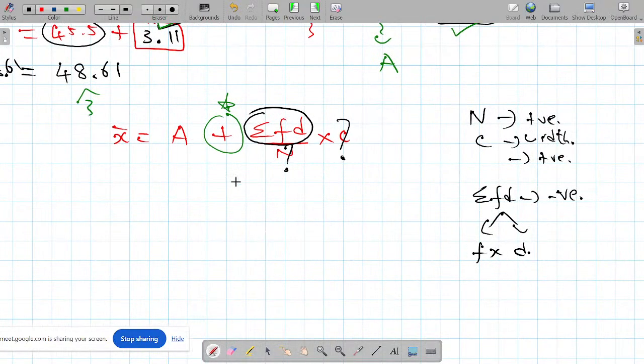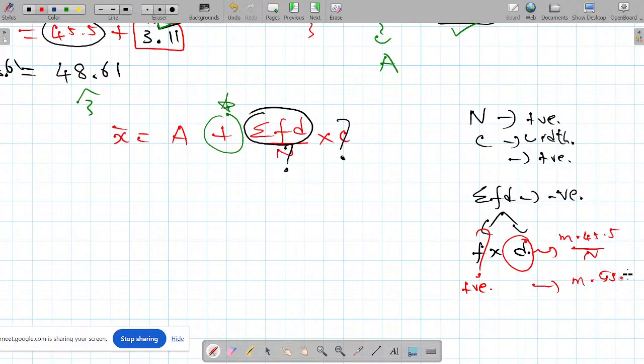Now tell me, is F going to be a negative value? F is a frequency. It can never be negative. So it's going to be a positive value. So which will be the negative value? Deviation. So what is deviation? M minus either 45.5 divided by N or 55.5 divided by N. Depends on whatever you take, you get the right answer. Now tell me, what's the nature of D here? It can be negative, it can be positive, it can be zero. Because of this impact only, what did you get here? Positive in one case, negative in the other.